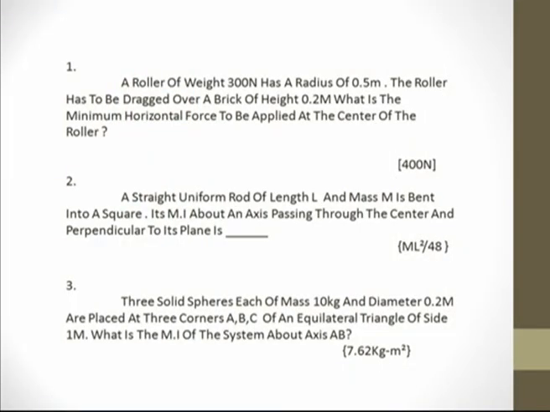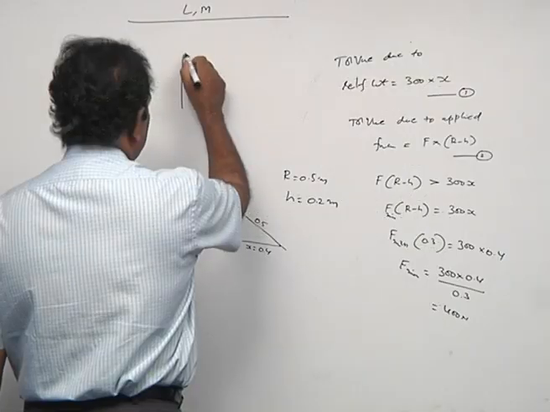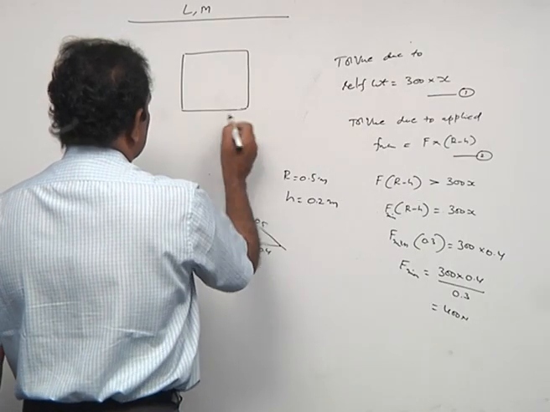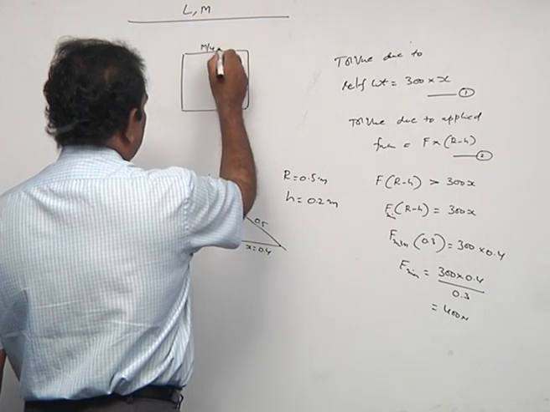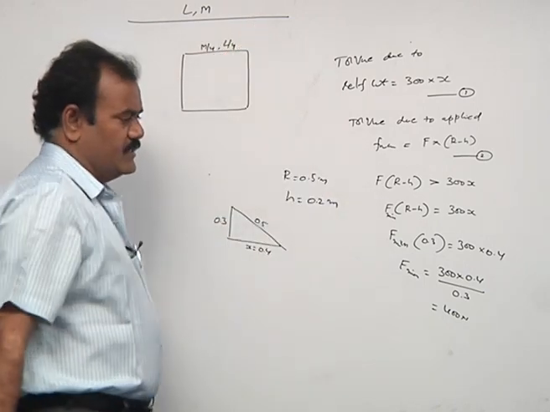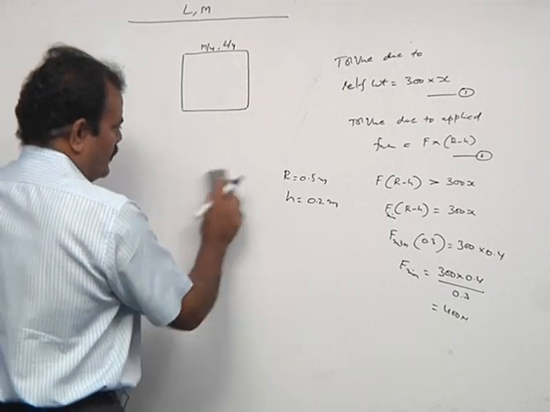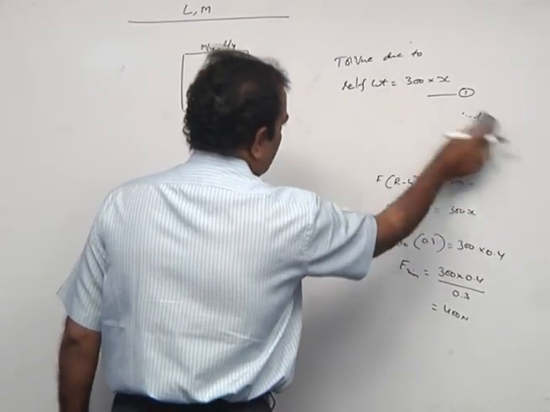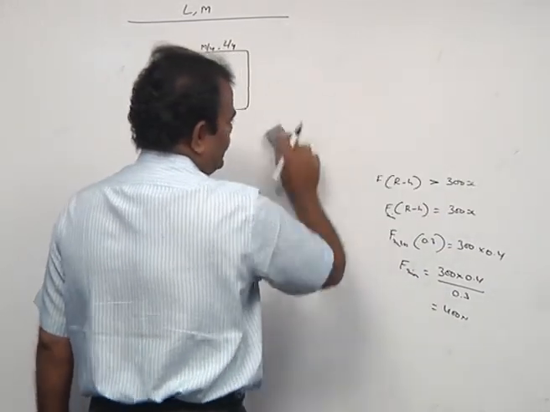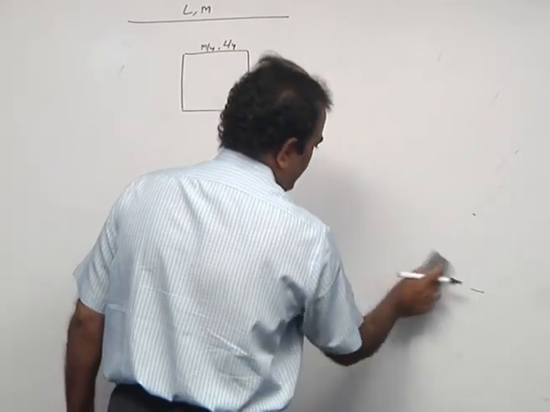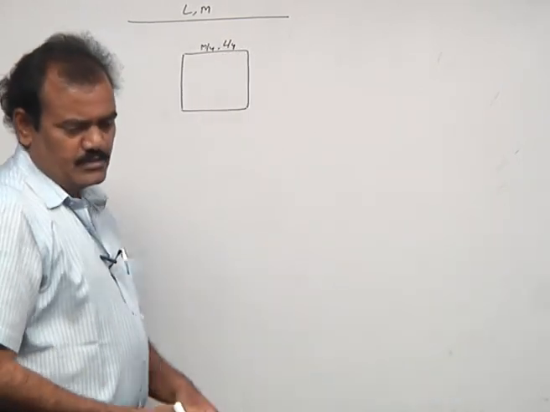Now here it is bent into a square. The moment of inertia is about an axis passing through the center and perpendicular to the plane. So that's why it is bent into a square like this, and each side becomes m by 4 and L by 4. Now you are supposed to find out the moment of inertia about an axis passing through the center and perpendicular to the plane of this frame. So perpendicular to the plane.